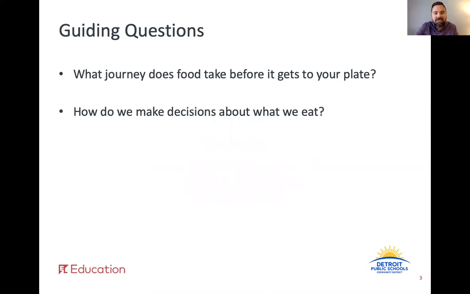Let's start with some guiding questions. What journey does food take before it gets to your plate? And how do we make decisions about what we eat? You'll notice these are the same guiding questions from last week, and they will repeat themselves as we continue to explore the topic.